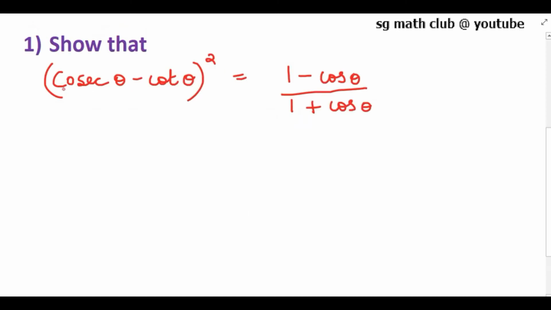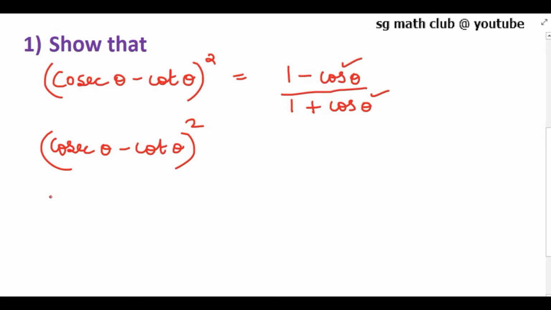So the first question is, show that cosec theta minus cot theta the whole square equal to 1 minus cos theta divided by 1 plus cos theta. Usually in this type of problem we will take the LHS, we will simplify the LHS, and we will arrive at RHS. So here also we will take the left hand side, that is cosec theta minus cot theta the whole square. Now, since in the right hand side you can see cos theta, I will try to write this cosec and cot in terms of cos.